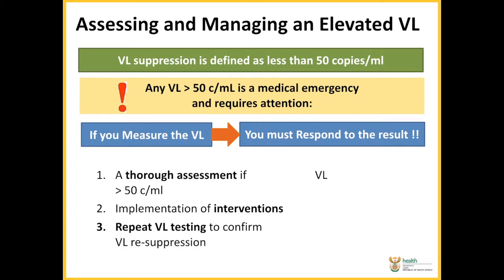So we're going to talk about the woman who's not virally suppressed. As I said earlier, if you do have a viral load, please check it and please respond to it. Any viral load more than 50, you heard Ella, it's an emergency. And it's even more of an emergency in pregnancy because you've got a limited time period where you need to get that woman virally suppressed.